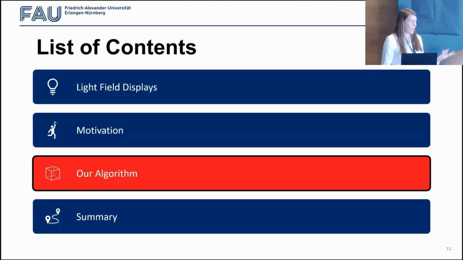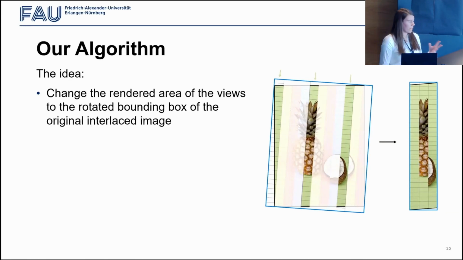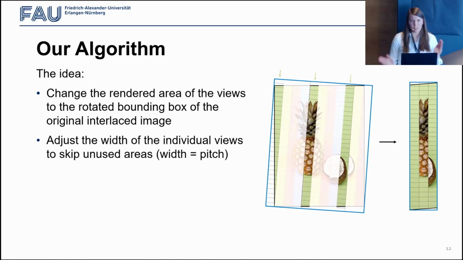And our idea is rather simple, in fact. What we want to do is, first of all, to change the rendered area of our individual views to this rotated bounding box you can see here in blue. We just simply want to match the pitch of these strips to align our pixel grid with the rotation. Then, now that we have an aligned pixel grid, we can simply adjust the width to skip the unused areas and end up with this kind of squished individual views.